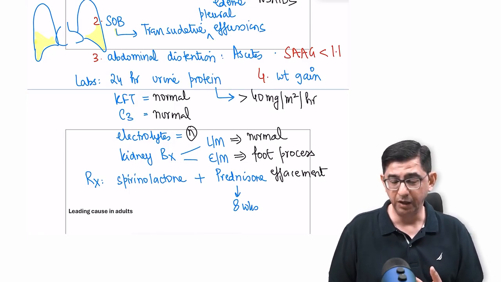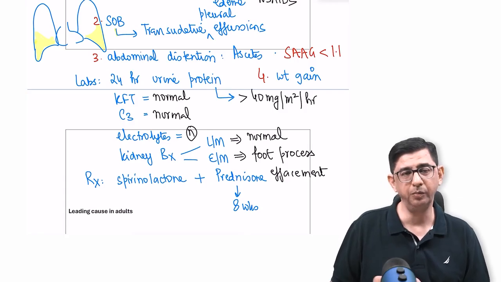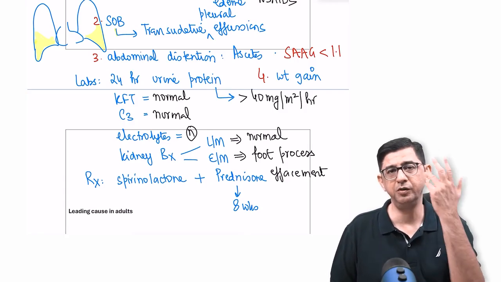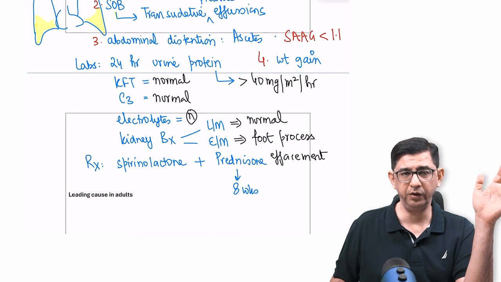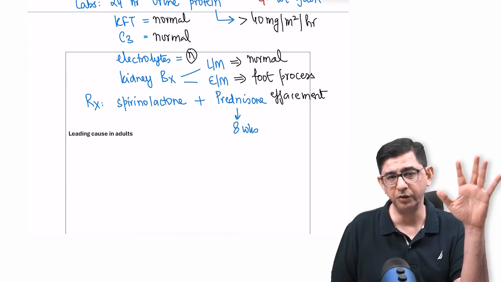And for the ascites component or the pleural effusion component or the generalized edema component, especially swelling around the eyes, we can give spironolactone. So no role of ACE inhibitors in this case. It is spironolactone with prednisolone which is used.